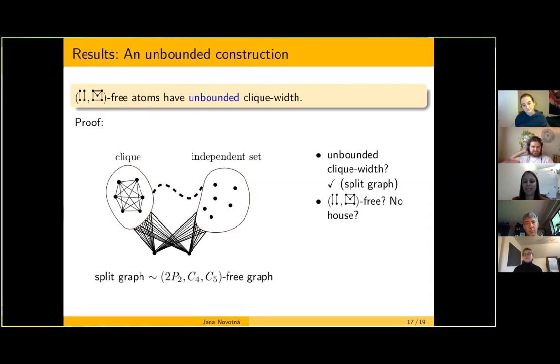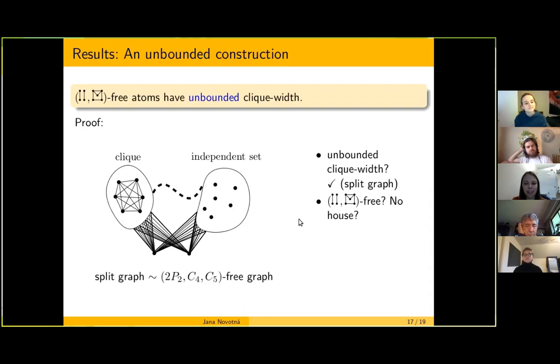Then the question is whether it's 2P2 and house-free. It's 2P2-free because another characterization of split graphs is that they are 2P2, C5, and C4 free graphs. And these vertices cannot add an induced one, these vertices cannot change anything here. After a while, you can see that this graph is also house-free. You can see it in complements, or you can find where there are C4s here, cycles on 4 vertices, and you see that you cannot create a house.